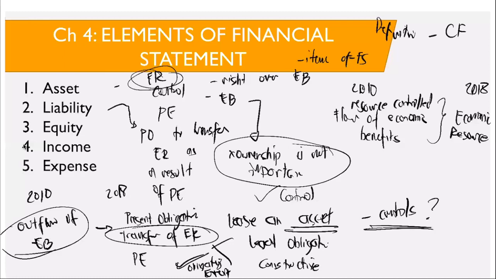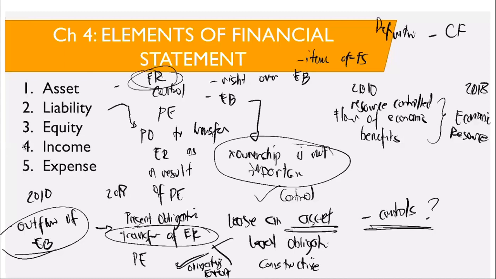Okay, so liability. What are the essential characteristics? It is a present obligation. There is a transfer of economic resource, and there is a past event. What do we call the past event again? Obligating event. That is either a legal obligation or a constructive obligation.